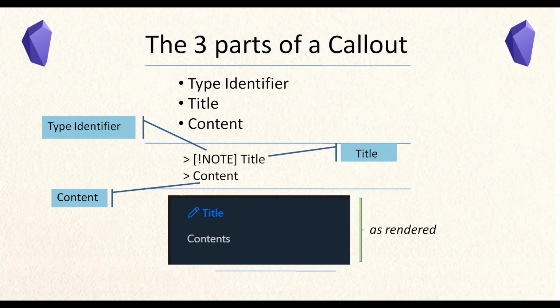The title is chosen by you, the user. The title is optional. If you leave it out, then Obsidian will use the callout type identifier as the title. In other words, tip, warning, info, note, and so forth. Finally, the content. This is also chosen by you, the user. The content is usually text, a single line or multiple lines, but it can also be links, images, PDFs, and so forth. Basically, anything you can put in a note can be put as content in a callout.